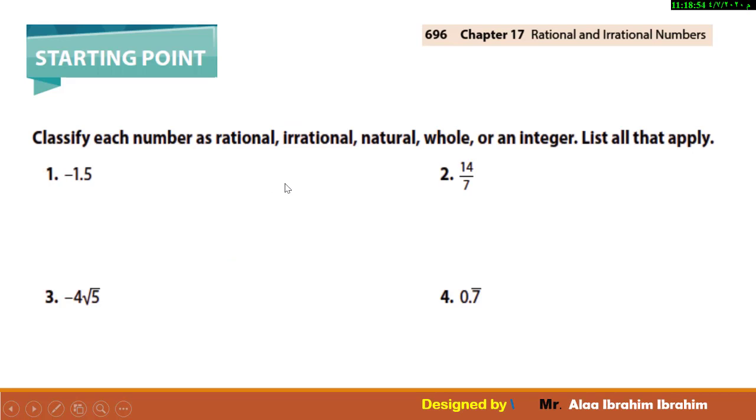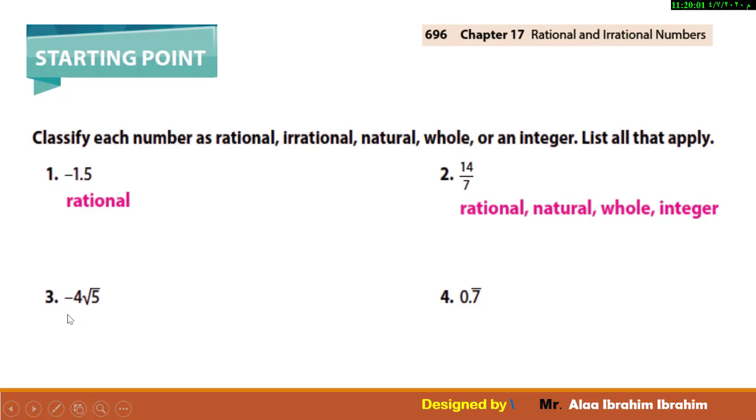First, we start with a revision of something we took before. Classify each as rational, irrational, natural, whole, or an integer. List all that apply. From 1 to 4, negative 1.5 is which one of these? We found this is rational. The second one, 14 over 7, we simplify. 14 over 7 we can make as 2 in the simplest form. And 2 is rational, natural, whole, and integer at the same time. All of them are the same. We can generally say rational. It's also correct, but you have to know the result here could be any of these.